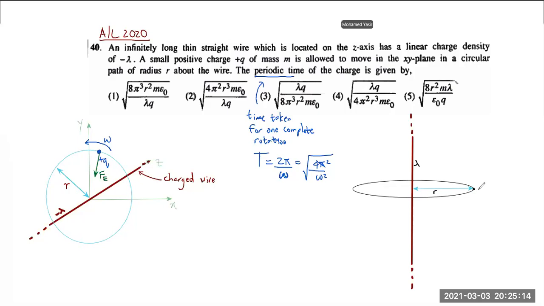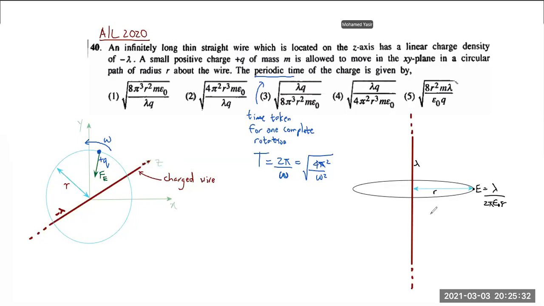What is the electric field intensity at this point? Electric field intensity is given by lambda divided by 2 pi epsilon naught r. This is the equation, right? Can you remember this? It's better if you can remember this.